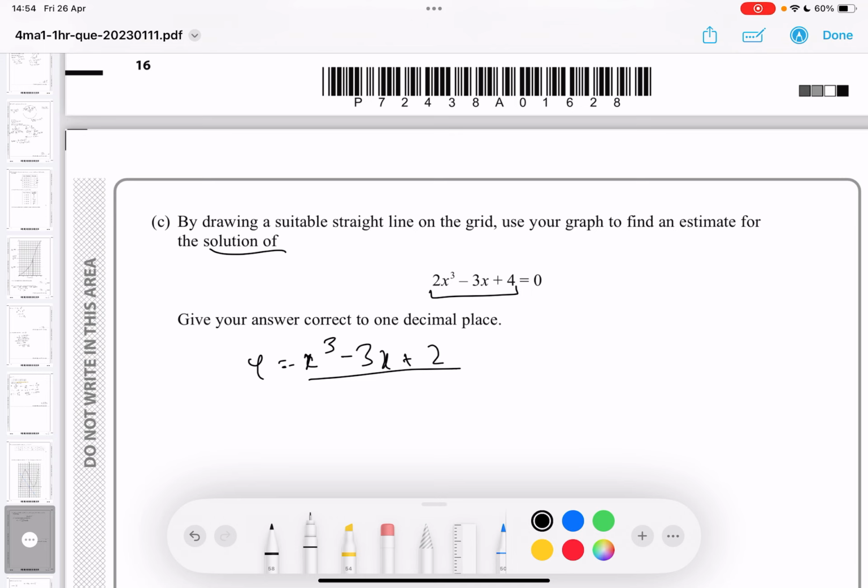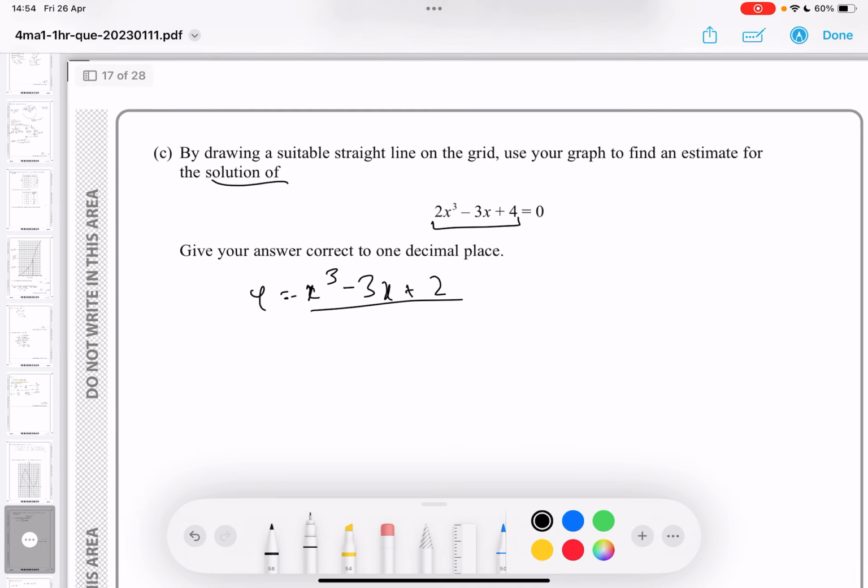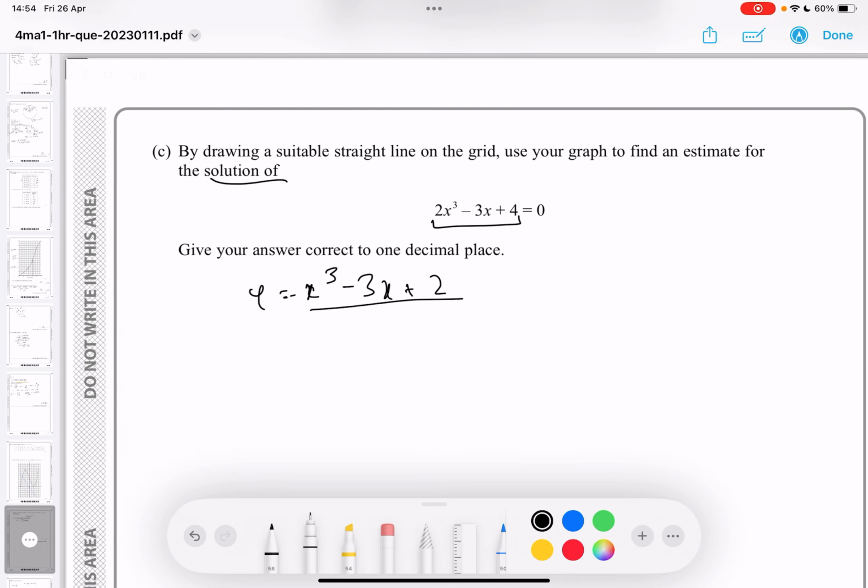So let's multiply this equation by 2, because then it'll become very similar to this, and then we can see what we can manipulate to get to the final equation. So if we multiply by 2, we get 2x cubed minus 6x plus 4, okay? So that's really similar to 2x cubed minus 3x plus 4, but the difference here is we've got minus 6x, and here we've got minus 3x.